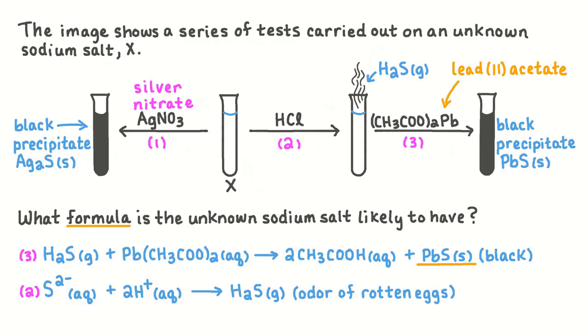The results of the 3 tests shown in the image give evidence that the sodium salt sample contains sulfide ions. Therefore, the identity of X is the salt sodium sulfide, which has the chemical formula Na2S. What formula is the unknown sodium salt likely to have? Na2S.